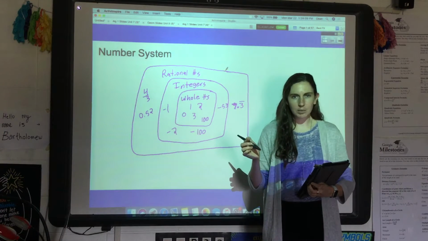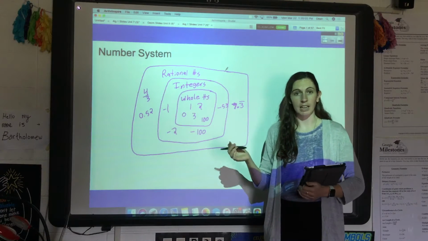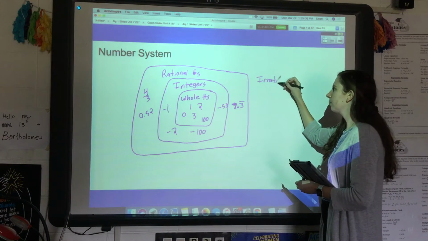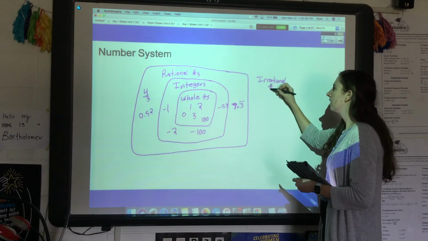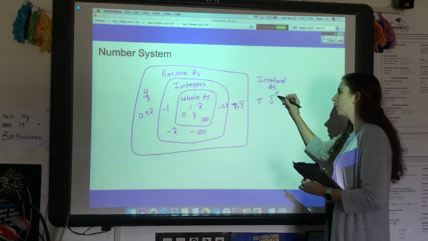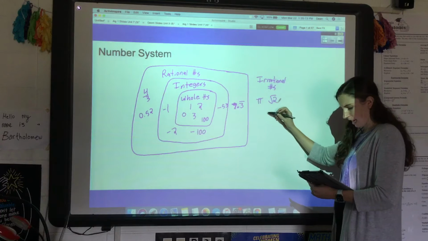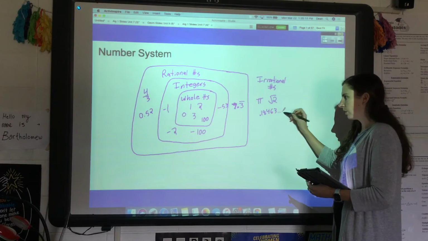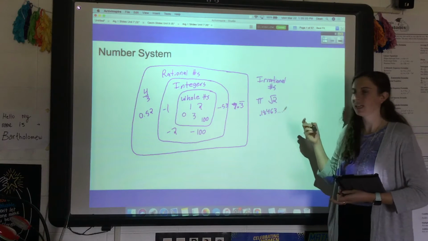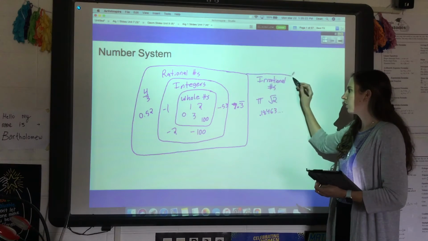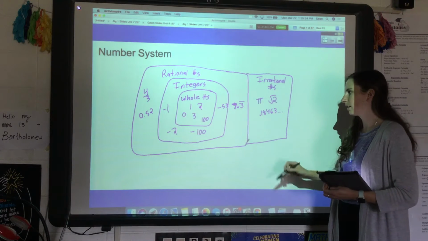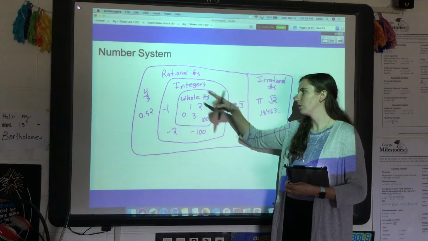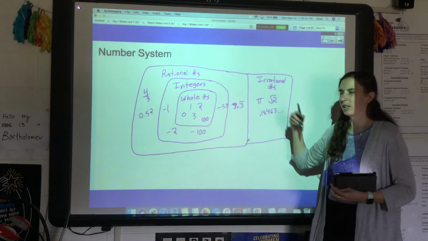However, if you ever have a decimal that doesn't end or doesn't repeat, like pi, that's what we call irrational numbers. So that would be like pi and the square root of 2 and like 0.18463, I don't know, just a decimal that goes on forever without repeating or ending. All of those are irrational numbers. Those are kind of in their own box. So the rational numbers include the integers, and the integers include the whole numbers. Irrational numbers are their own thing.